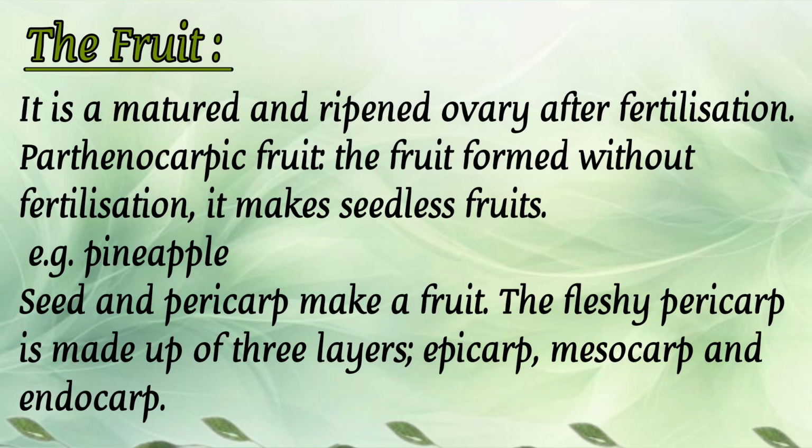After fertilization, the ovary develops into a fruit. A fruit is a mature and ripened ovary. Sometimes fruits develop without fertilization, and such fruits are called parthenocarpic fruits, for example pineapple. The fruit wall is called pericarp, which has three layers: epicarp, mesocarp, endocarp.